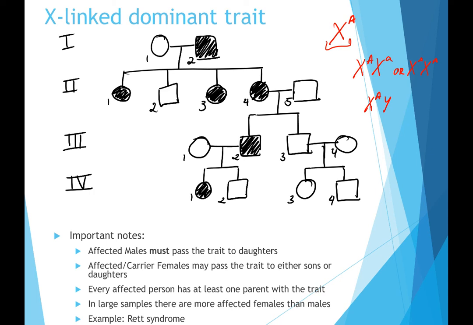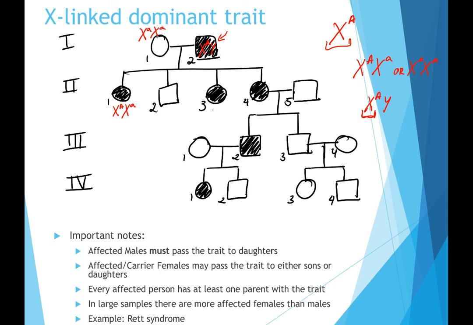But if we do have a male that's actually affected, they have to pass that on to their daughters. And the reason why is because women are XX, the male has to give that X chromosome to his daughters. And that's what's happened here. We have this affected male, all right? And because he's affected, that X big A that he has is passed on to every single one of his daughters.